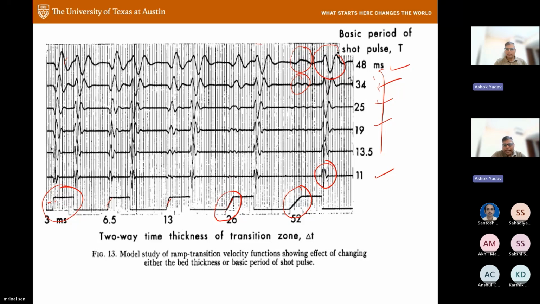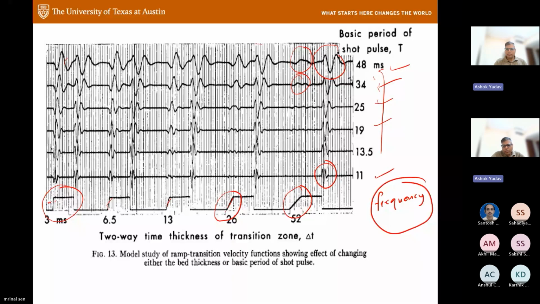Maybe, sir, at 48 millisecond pulse, this transition is acting like a sharp change. Good, very good. So this definition of interfaces is actually very much dependent on the frequency that you are probing it with.